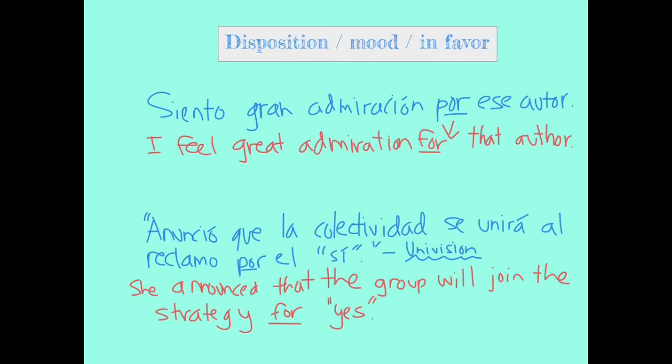So for example, siento gran admiración por ese autor. I feel great admiration for that author. So in a way, you're saying you support the author. You really think they're something wonderful.